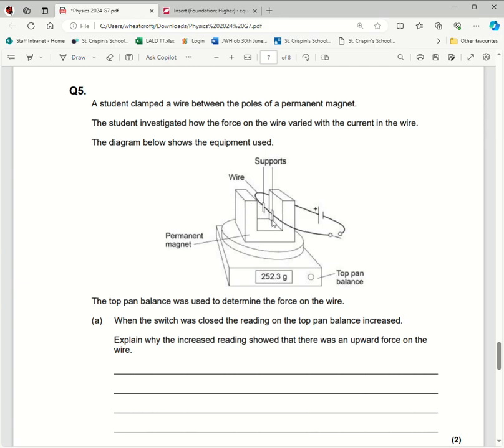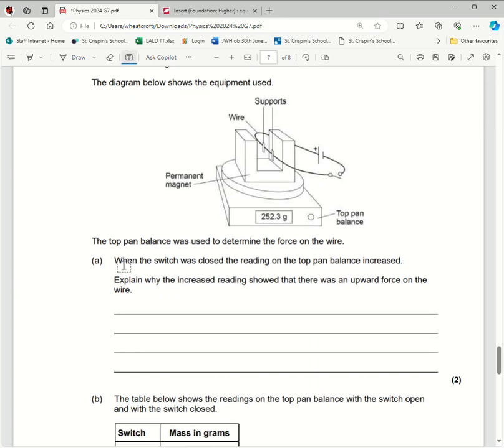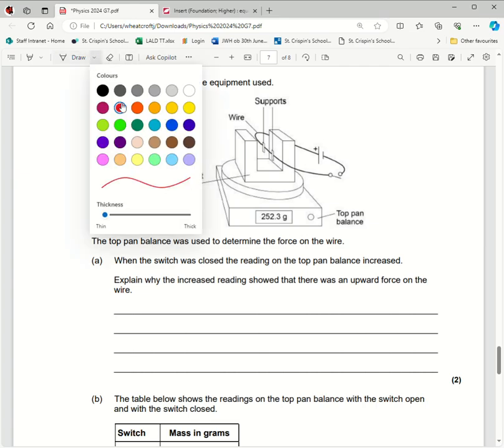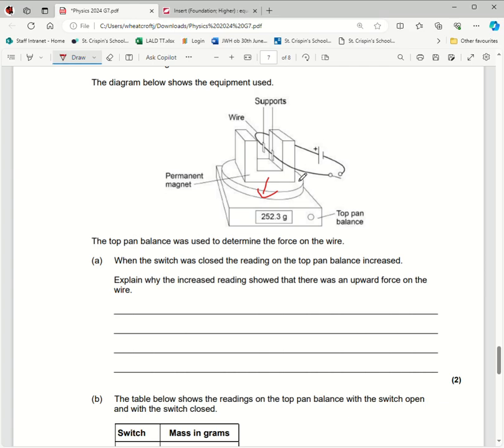And then that interaction is going to lead to a force acting on the wire because of the way those different magnetic fields are going to repel and attract each other. It says here that when the switch was closed, the reading on the top pan balance increased. The reason for the increase is that there is a downward force pushing the magnet down onto the top pan balance. That's going to cause the increase in the reading.